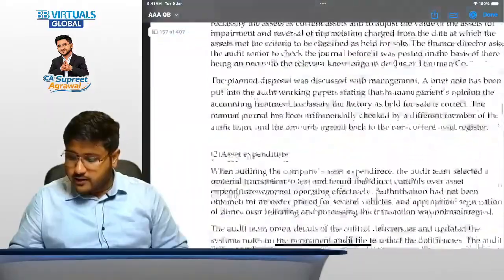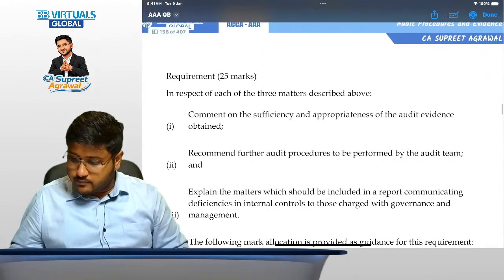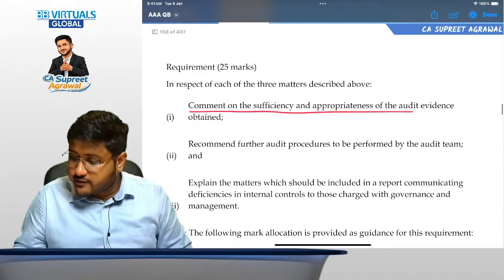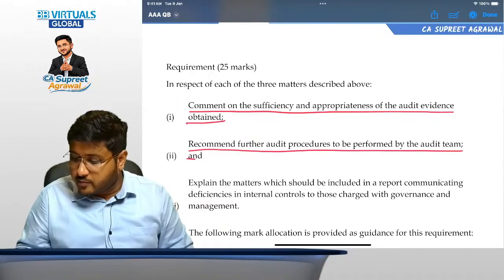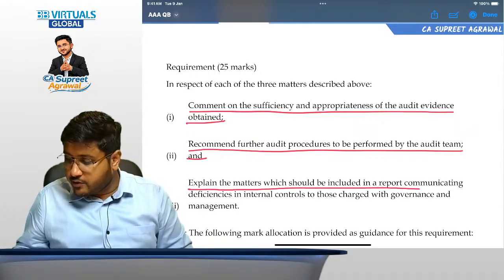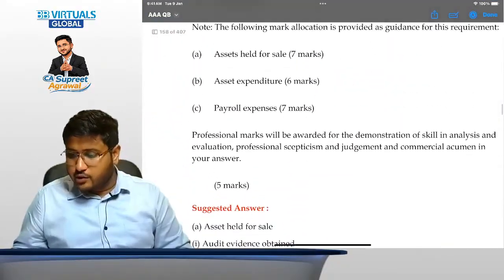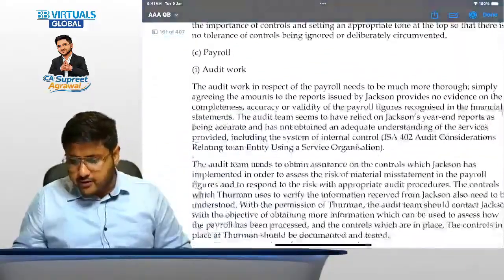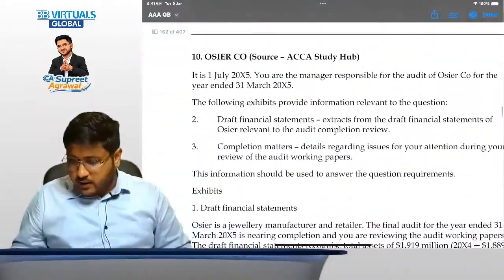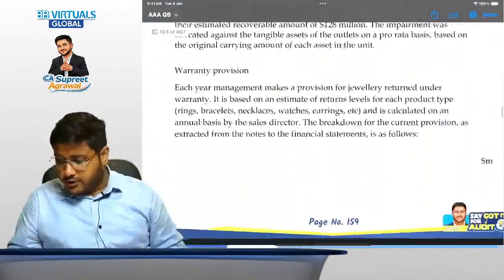Okay, question number 9. Again, let's see. Comment on the sufficiency and appropriateness of audit evidences obtained. Recommend further audit procedures to be performed by the audit team. Explain the matters which should be included in a report communicating deficiencies in internal control. This looks like a little bit of a new question, right? But before we solve this, let's read the other questions as well. Then we'll select one more question to solve today.